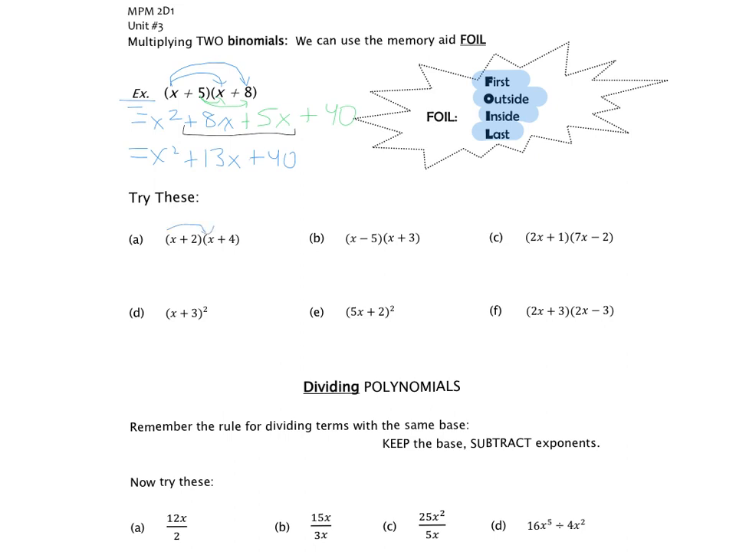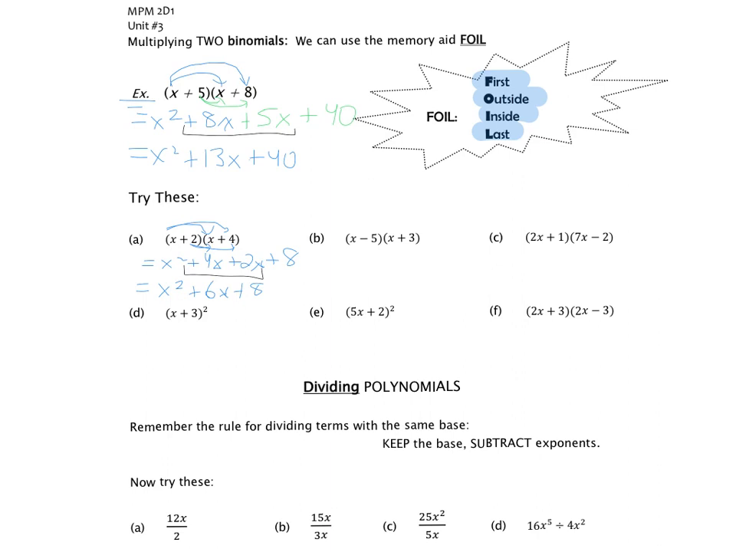So I have x times x, which gives you x squared. I have x times 4, which gives you 4x. So I've done that first term. So 2 times x, which gives you 2x. And I have 2 times 4, which gives me 8. So your final answer, once you simplify these 2 like terms in the middle, should be x squared plus 6x plus 8. So yay if you got that right.